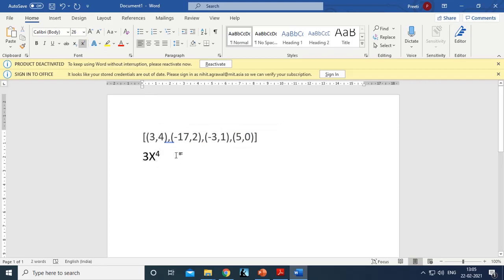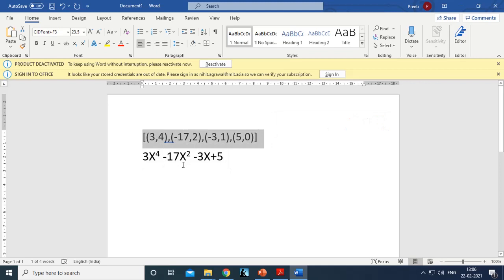The next term we see is 17, minus 17, so we will write minus 17x to the power 2, because 17 is the first term, so 17 will be the coefficient, and 2 is the second term, so 2 will be the power. The next term is minus 3, so it will be minus 3x, since x to the power 1 means x. Then the next term is 5, so we will write plus 5, and x to the power 0 is 1. So this is the actual polynomial represented by this input.